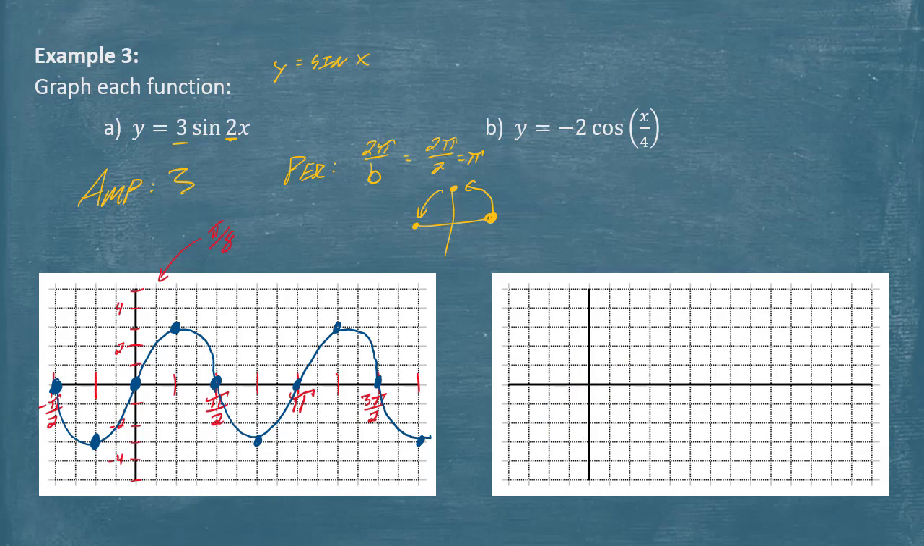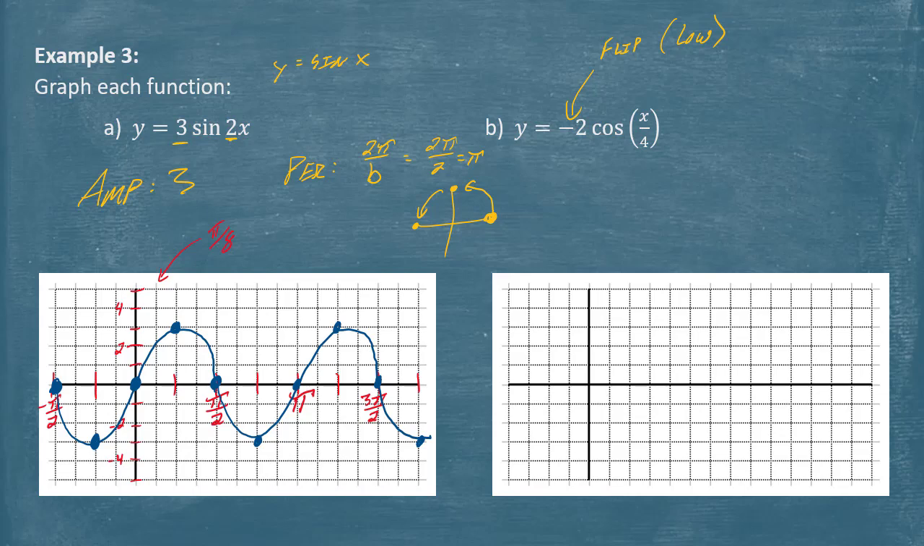Now if we go ahead and look at the second example here, hopefully this is coming together. In the second example, I do have a negative, so that basically means it's going to flip it upside down. Cosine normally should start at a high point, so that tells me I'm actually going to start at a low point. So take mental note that the first point we're going to plot is a low point, and then from a low point the only thing I could do is go back to a midline or a 0 in this case.